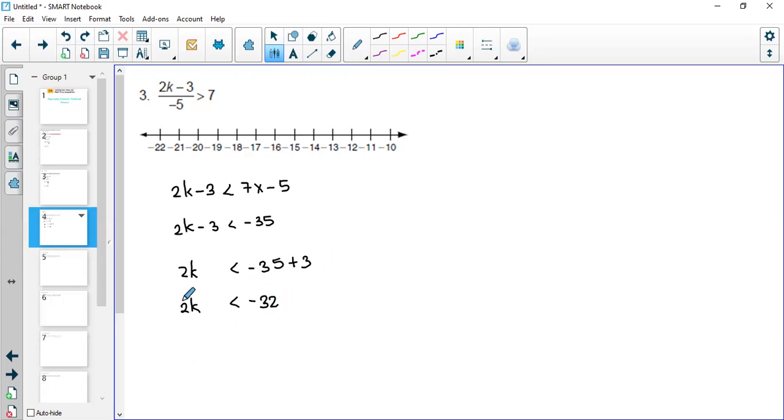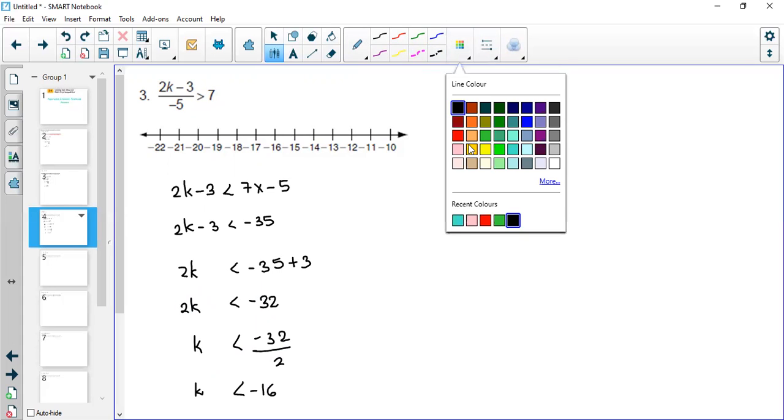So what's the next step? We need to remove this 2 from here. So k is going to be less than negative 32 divided by 2. Now you might be wondering why I did not flip this. Because 2 is not negative. Remember, it is the number with which you are dividing or multiplying that should be negative, not the number you are dividing or multiplying. If it's negative, then the sign flips. Else, no, it is a positive 2, so it remains the same. So this is going to be k is less than negative 16. Well, now let's graph it.